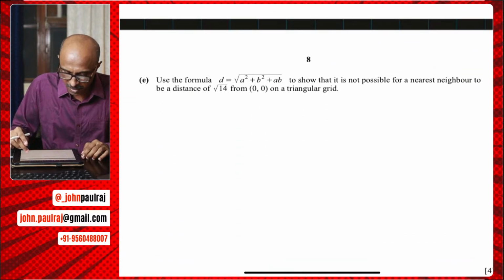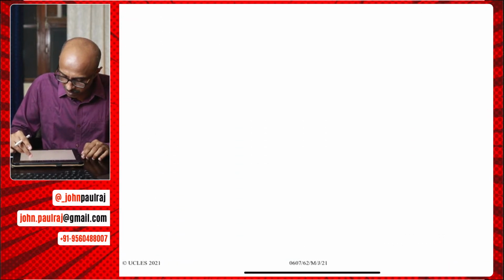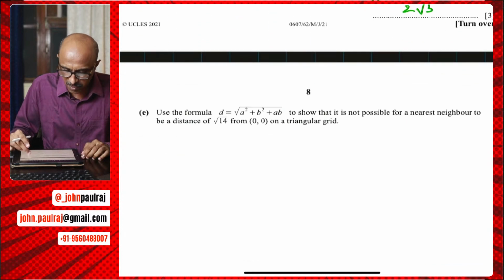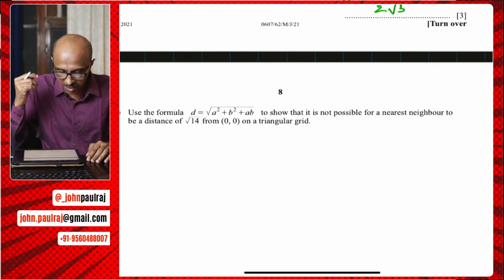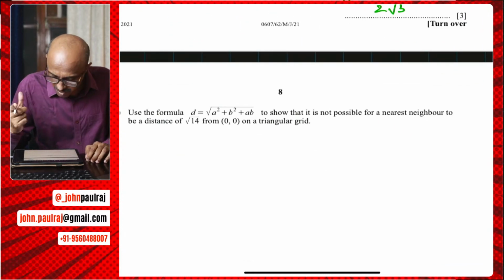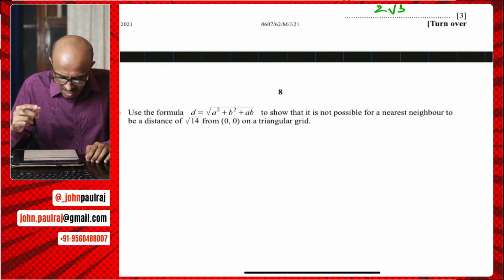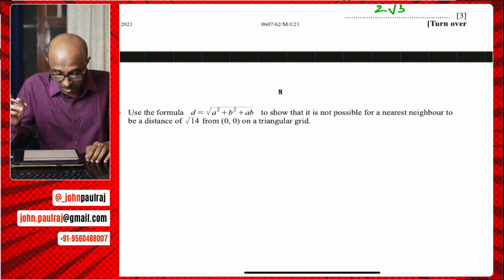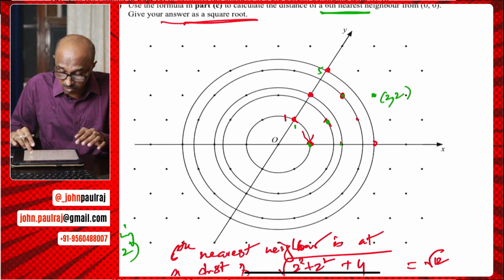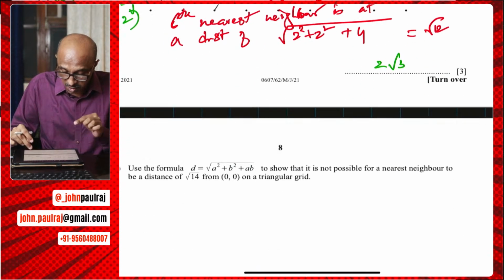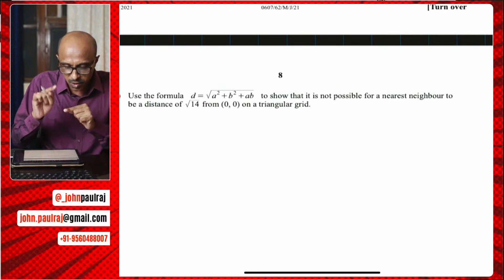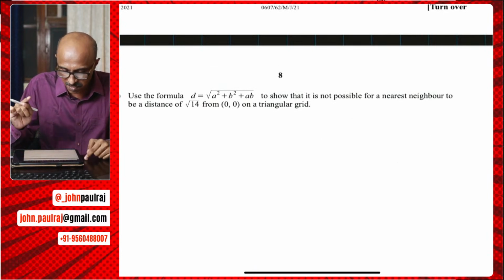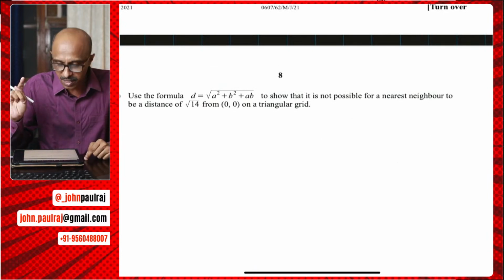Sixth nearest neighbor. Finally, is that the final part? Yes, we are just doing the investigation. This is the final part. Use the same formula to show that it is not possible for a nearest neighbor to be at a distance of under root of 14 from 0, 0 on the triangular grid. Now you're using this formula, you're not using the grid, so no more using the grid and those points. Use the formula d equals under root of a square plus b square plus ab to show that it is not possible for a nearest neighbor to be at a distance of under root of 14 from 0, 0.